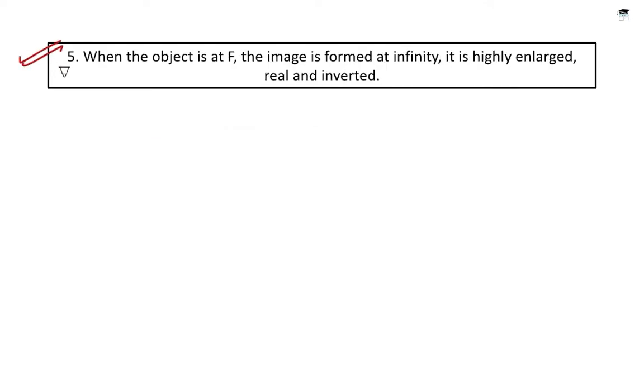So next is case 5, when the object is at F, which means it is at focus. So now what you are going to do is pause the video and try this one by yourself. It will help you to strengthen the concept that we have studied so far, and you will be able to identify your weak points, which you can then cover in the remaining video. So pause the video and try it by yourself. So if you have tried by yourself, let's see how it is done.